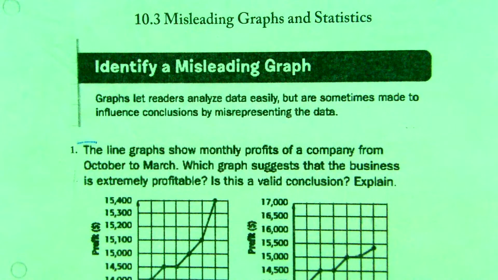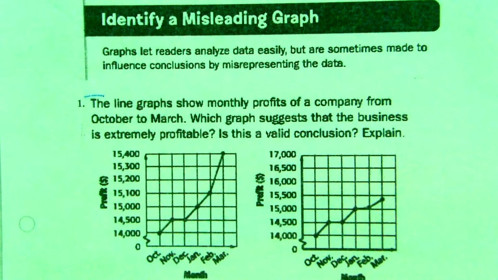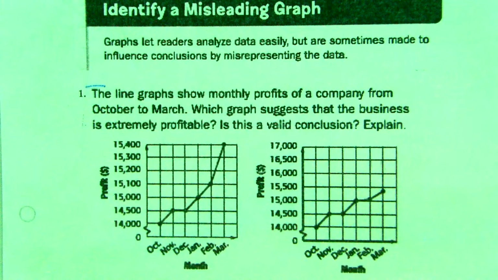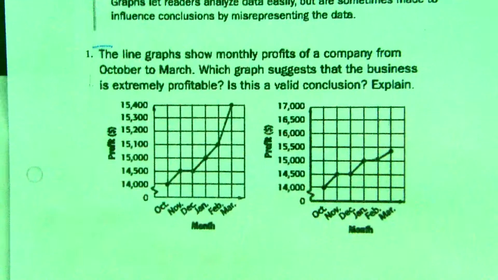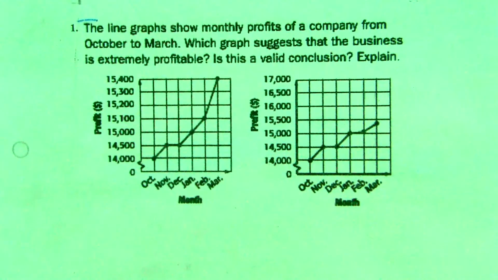So number one, the line graph shows monthly profits of a company from October to March. Which graph suggests that the business is extremely profitable? Is this a valid conclusion, and explain. So if we look at our two graphs here, we have company 1 and company 2. We want to see which one looks extremely profitable. So which is the business that made the most money?